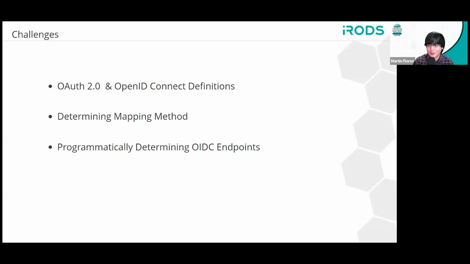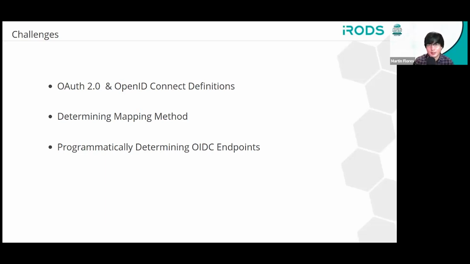An additional challenge was determining a mapping method. So you saw that in our ID token, the iRODS username claim is the mapping method that we chose to go for in the demo, simply because it was relatively easy to implement. But we definitely need to look into alternative methods in the future with some other attributes that I'll show shortly.